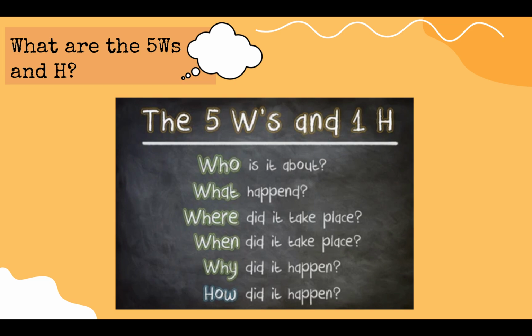This is an anchor chart to help you remember what each question stands for, or what questions you're actually asking yourself when reading. Who is it about? So who is the text about? What happened in the text? Where did it take place? When did it take place? So when we're asking when, we're looking at dates, time, weather. Why did it take place? And how did it happen?